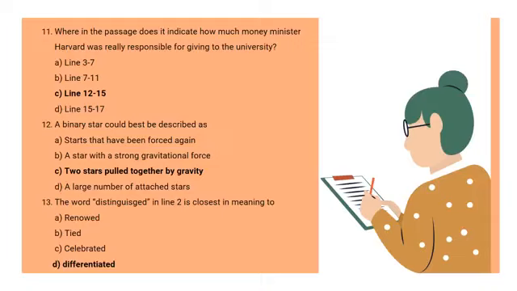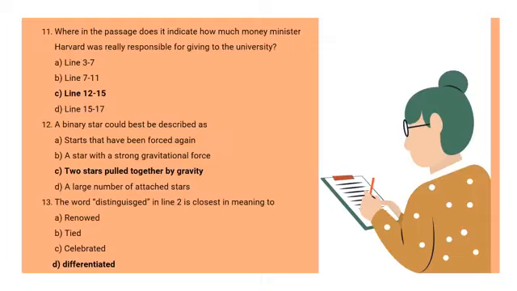The question number 12 is a binary star could best be described as, my best answer is C, two stars pulled together by gravity. The reason is because it mentioned in the first line that a binary star is actually a pair of stars that are held together by the force of gravity. It means a binary star can be described as two stars pulled together by gravity.